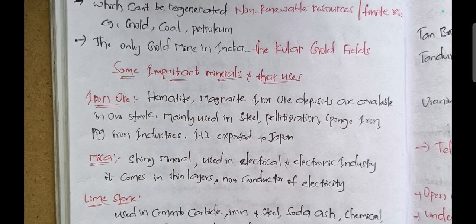Hematite and magnetite iron ore deposits are available in our state. They are mainly used in steel, pelletization, sponge iron and pig iron industries. Iron ore is exported to Japan.